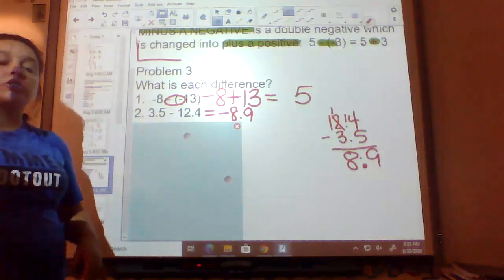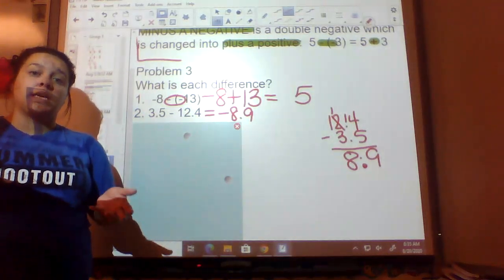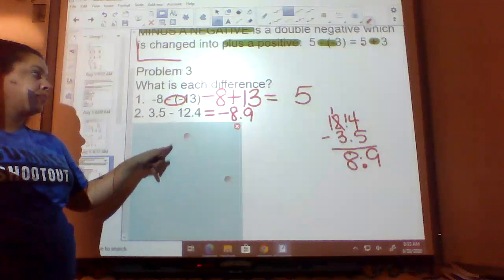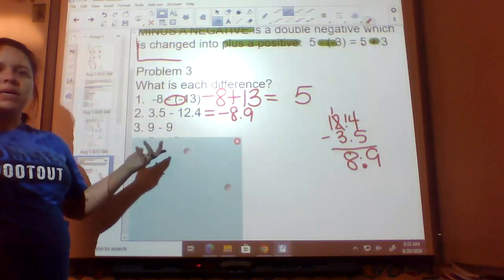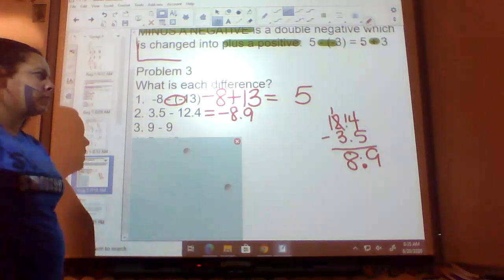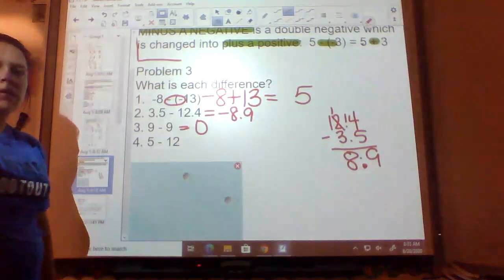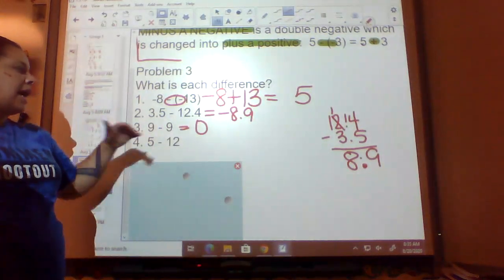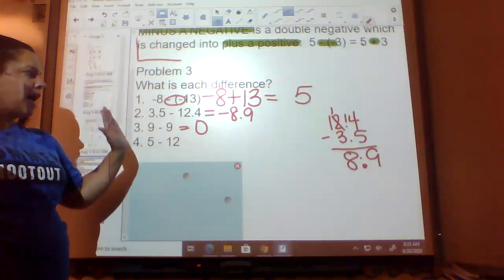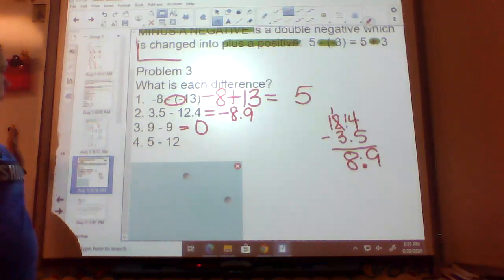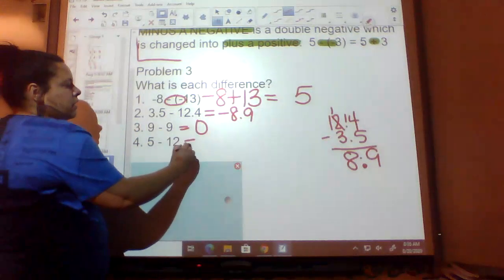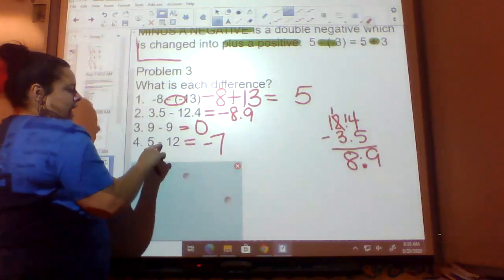And like I said, you can use your calculator to check yourself, but you need to do these without a calculator. All right, 9 minus 9. What's 9 minus 9? 0. And then 5 minus 12. 5 minus 12, it's different signs. I'm at 5 and I'm taking away 12. So 12 minus 5 is 7. 12 is bigger, so it's negative 7.